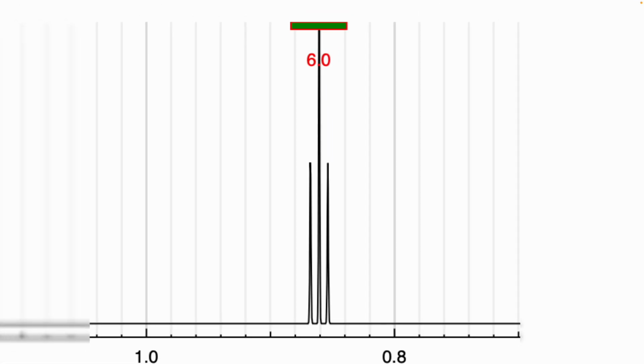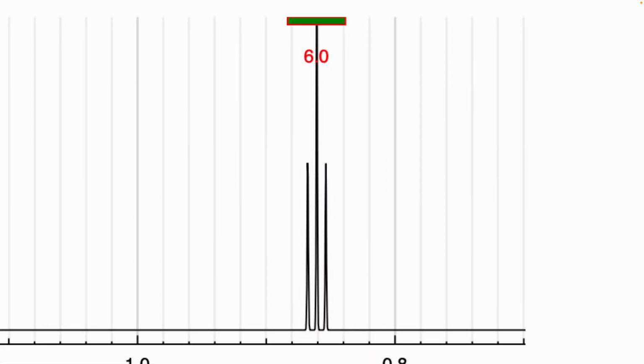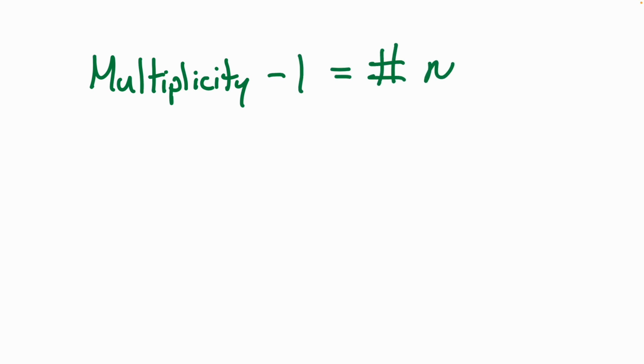What about this cluster here? What's my multiplicity? 3, 1, 2, 3. Okay, and again, your multiplicity tells you about the number of hydrogens on the neighboring carbon. So how does that work? You have your multiplicity minus 1 equals the number of neighboring hydrogens.